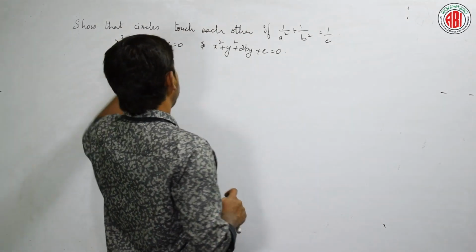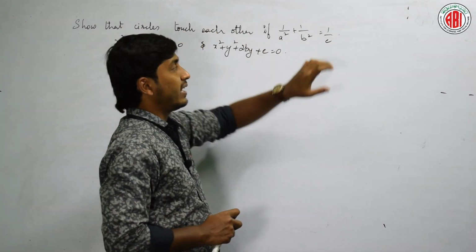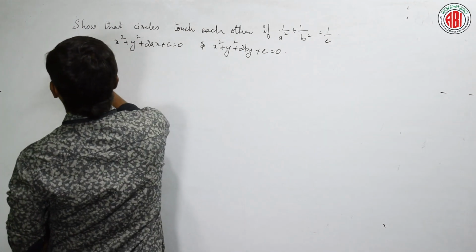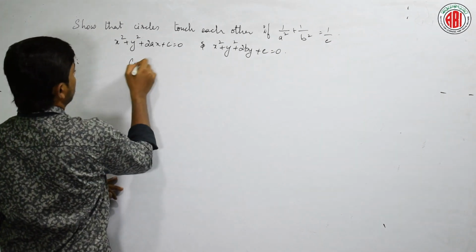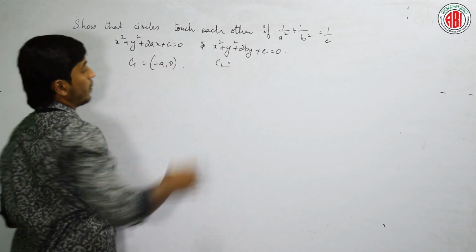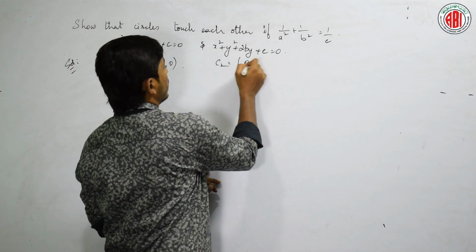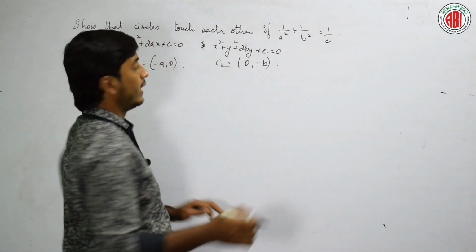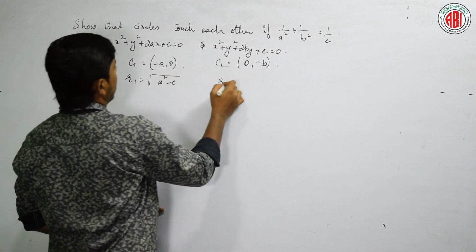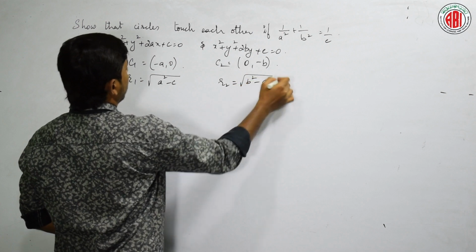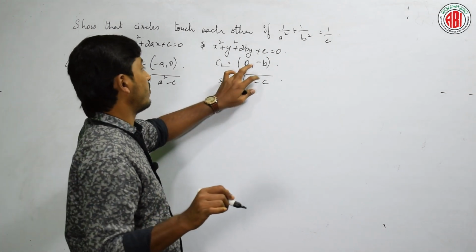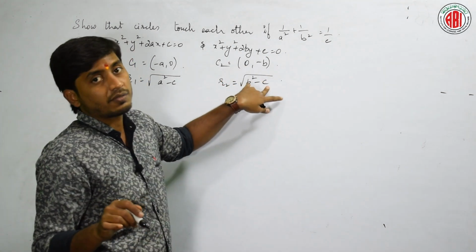He is telling that, show that the circles touch each other if 1 by a square plus 1 by b square is equal to 1 by c. How do we prove? The first step is to find the centers C1, C2, and the radii R1 and R2. What is C1 here? Minus a comma 0, isn't it? What is C2? 0 comma minus b, right. The radius R1 is under root a square minus c, and R2 is under root b square minus c, isn't it? What is the formula of radius? Under root g square plus f square minus c.